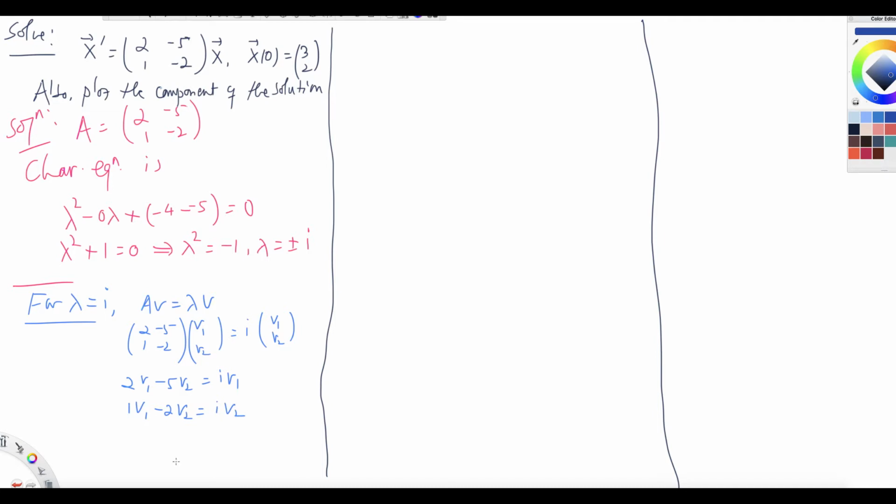What I want to do here is solve this by grouping V1 and V2. You get V1 equals 2 plus i times V2. If you set V2 equals 1, then V1 equals 2 plus i. Hence the eigenvector V, which is V1, V2, is 2 plus i and 1. This is what you get for lambda equals i. Similarly, for lambda equals negative i, the eigenvector V will be the conjugate of that: 2 minus i and 1.